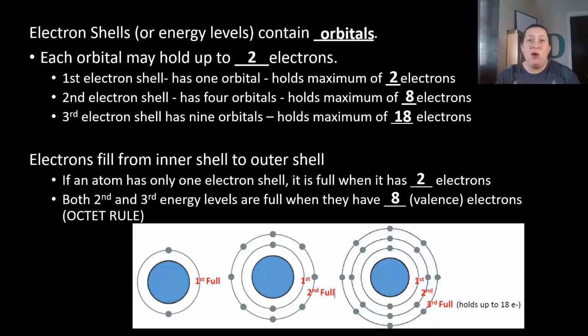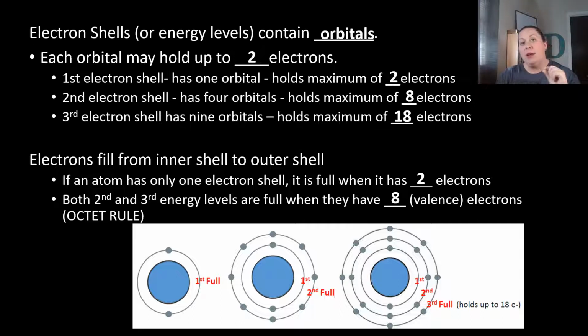We are going to focus mostly on the 2 and the 8. If you go into chemistry, you're going to go into a lot more detail about how these orbitals look and how they have certain shapes, and that's why some can hold 2, some can hold 8, some can hold 18. So we are going to focus just on the 2 and the 8. If an atom has only 1 electron shell, it is full when it has 2 electrons. Full, happy, it will not react with anything else.